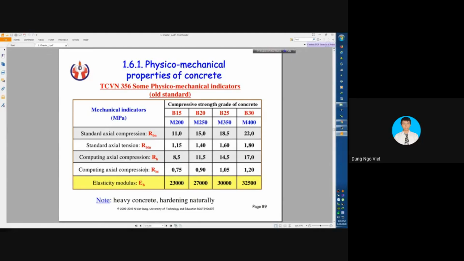and elasticity modulus for the concrete with many strength grades, for example, B15, B20, B25, B30, corresponding to the old standards. And this table is for heavy concrete hardening naturally.